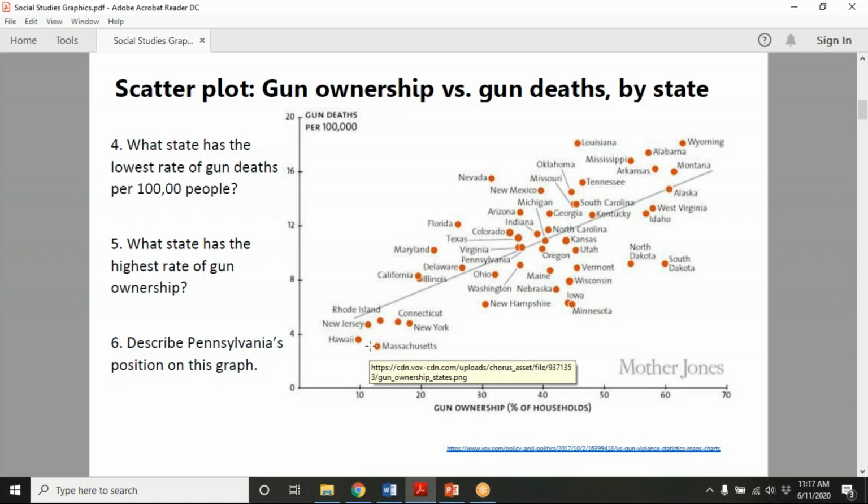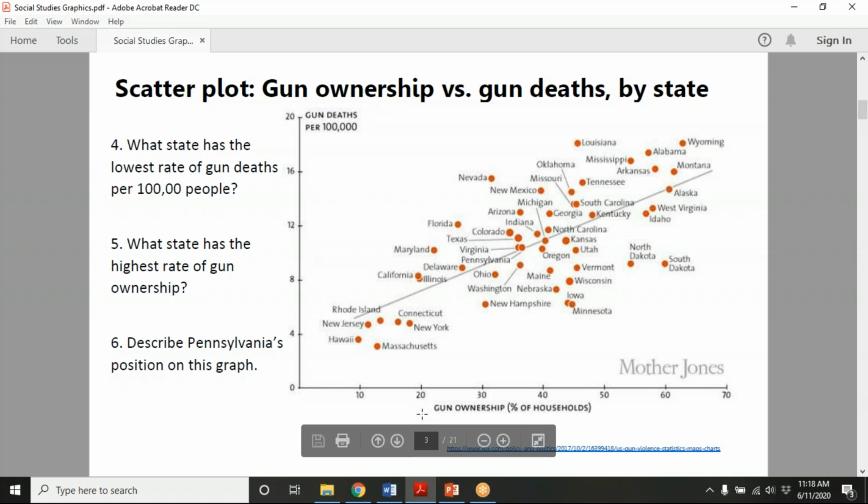Now, it's further to the right, but we're not worried about that part. We're asking about the gun deaths. So which is the absolute lowest on the top to bottom vertical axis? It's Massachusetts. They have the fewest gun deaths per 100,000 people.